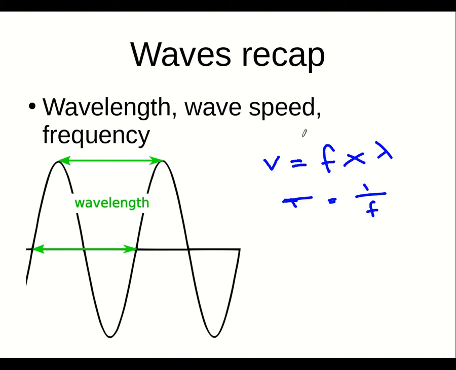It's this equation that's the most relevant today. So the wave speed, the wave frequency and the wavelength are all linked to each other. If one changes, then at least one of the others has to change.